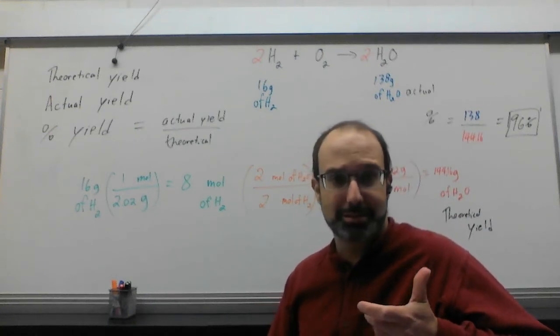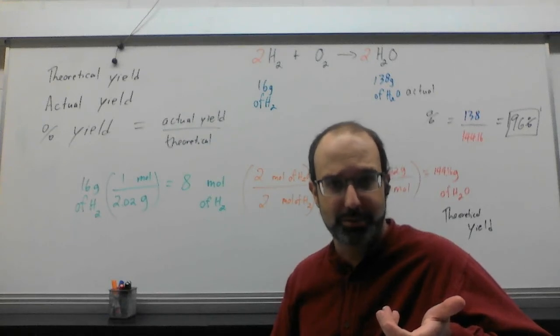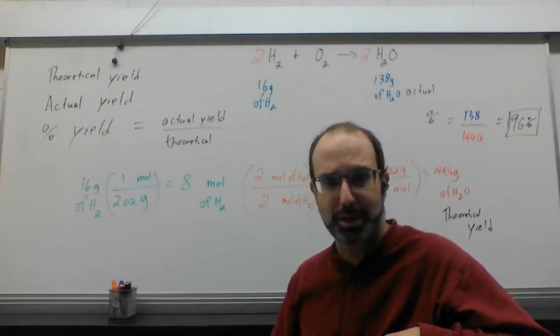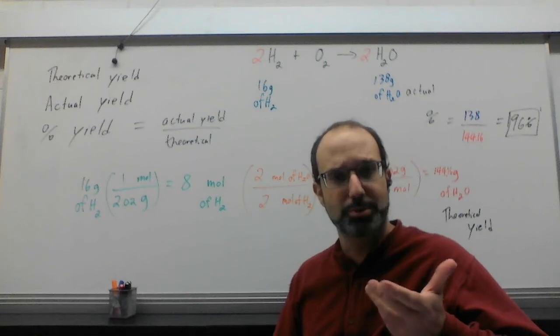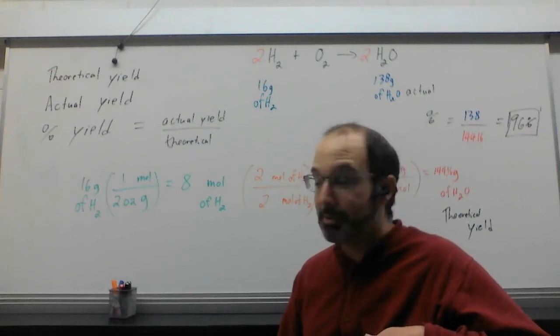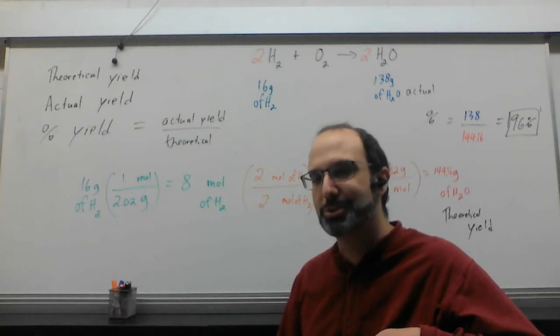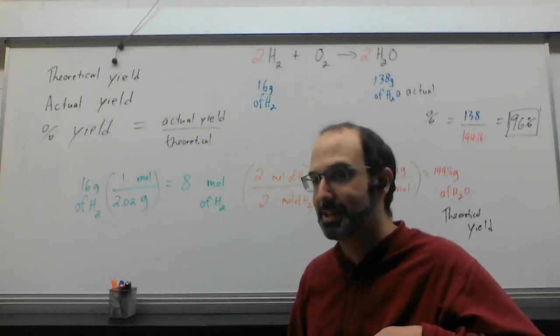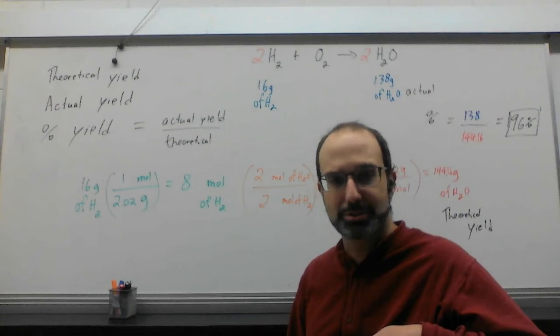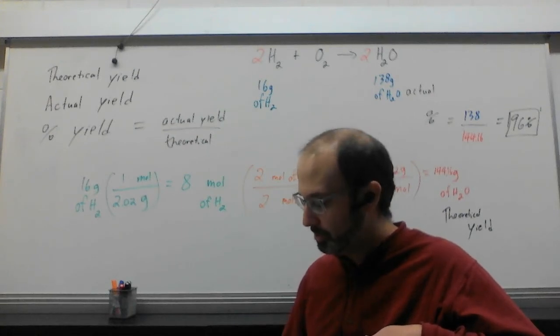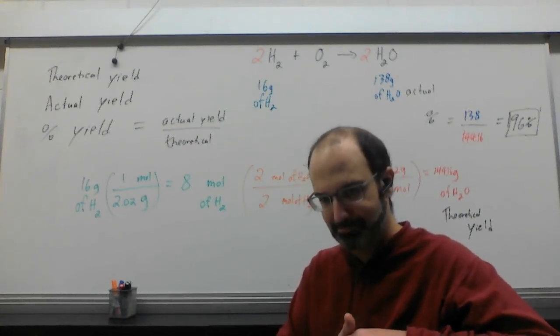But it also could mean that maybe it's just a very inefficient reaction, and you, the brilliant chemist that you will soon be, are going to need to find a way to improve it. Anyway, that is theoretical and percent yield. It is about figuring out how efficient a chemical reaction actually is. And I think you'll see that doing this whole calculation to figure out what could be is pretty useful.